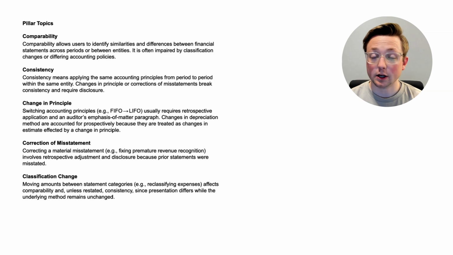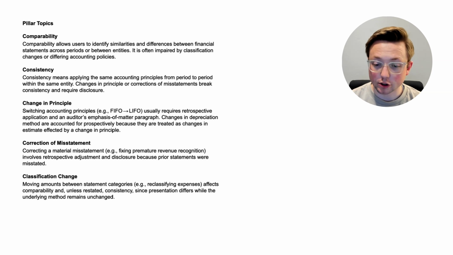Now let's talk about correction of misstatement. Correcting a material misstatement, such as fixing premature revenue recognition, involves retrospective adjustment and disclosure because prior statements were misstated. Now let's talk about classification change. Moving amounts between statement categories, such as reclassifying expenses, affects comparability and, unless restated, consistency, since presentation differs while the underlying method remains unchanged. So again, we learned about comparability and consistency in this video, and we learned about the factors that you basically need to know that are going to affect that: change in principle, correction of a misstatement, or a classification change.